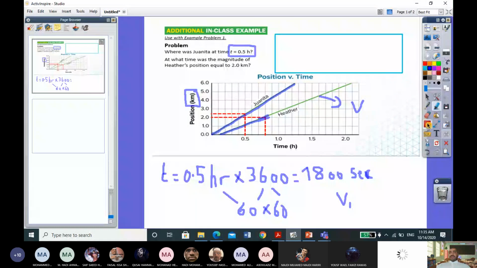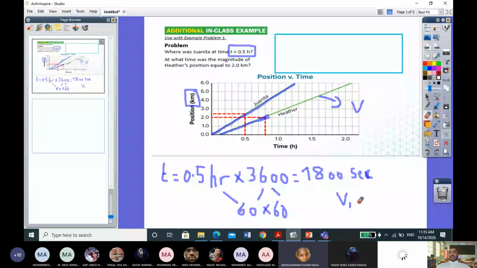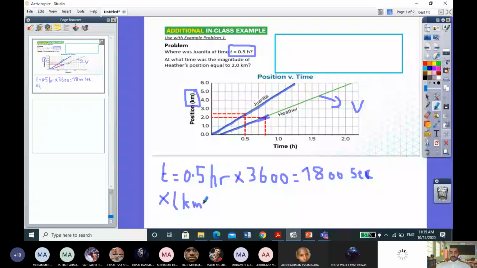Yes? If we change it to seconds, that means we need to change kilometers to meters. Yes, excellent. But now I am just giving the abbreviation of the time. Now I will go to the position. Position is x, guys. So x is in kilometers. What shall I do here? From kilometers to meters, what shall I do? So we divide by 1000.